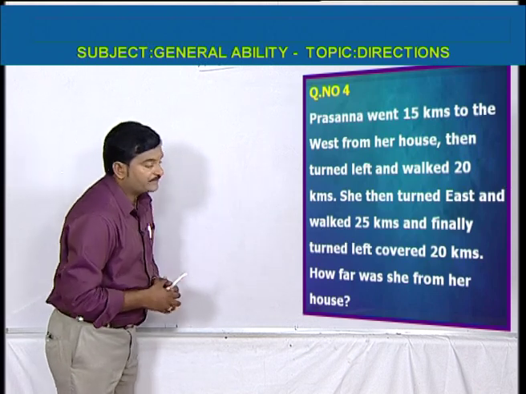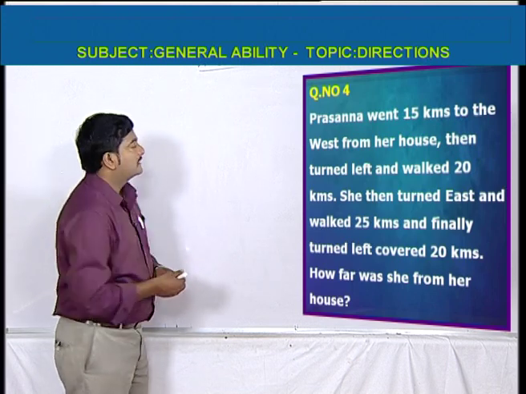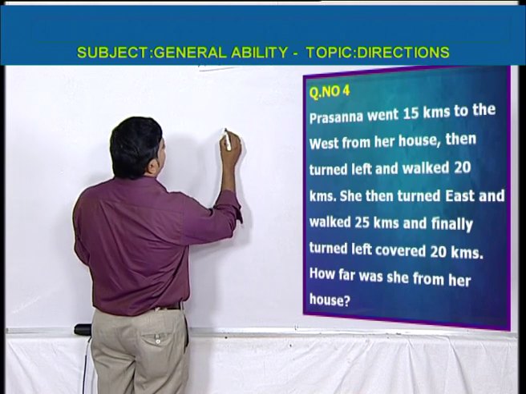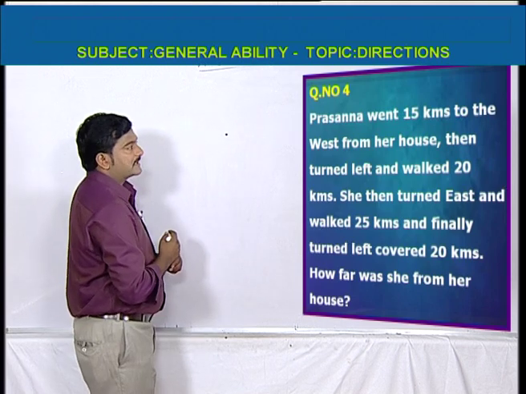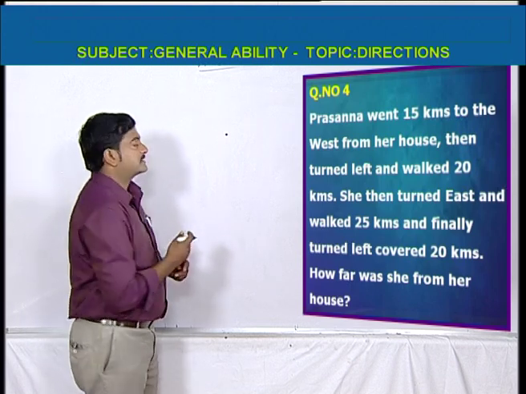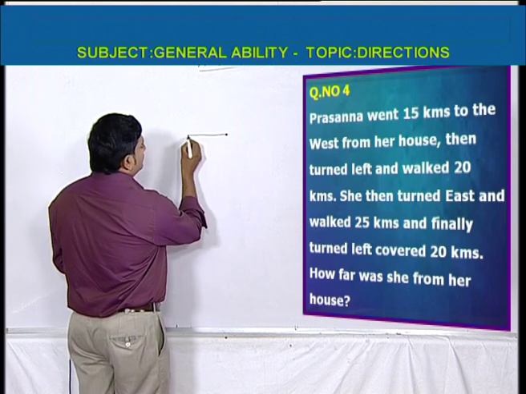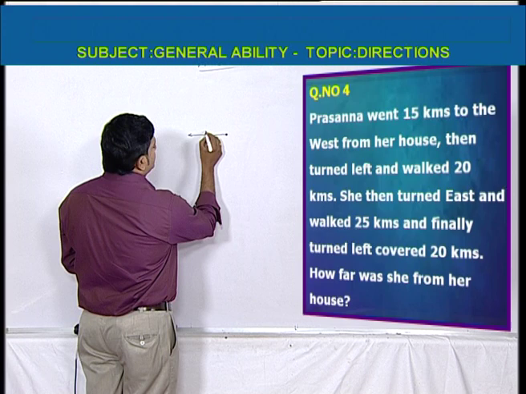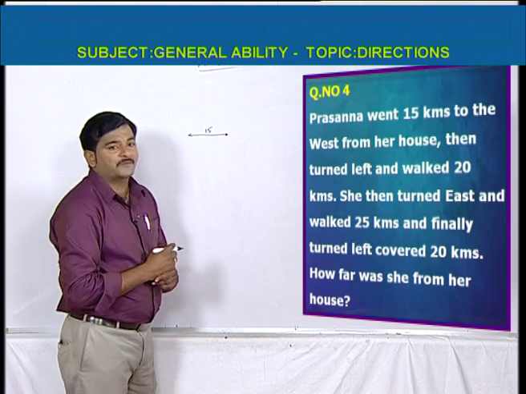So what is the question? He mentioned Prasanna went 15 kilometers to the west. So simply observe here. Let's say somewhere we take the starting point. This is the starting point. What happened? Prasanna went how many kilometers? 15 kilometers to the west from her house. For example, think that this is the west direction, we know already. So she went west how many kilometers? 15 kilometers from her house.